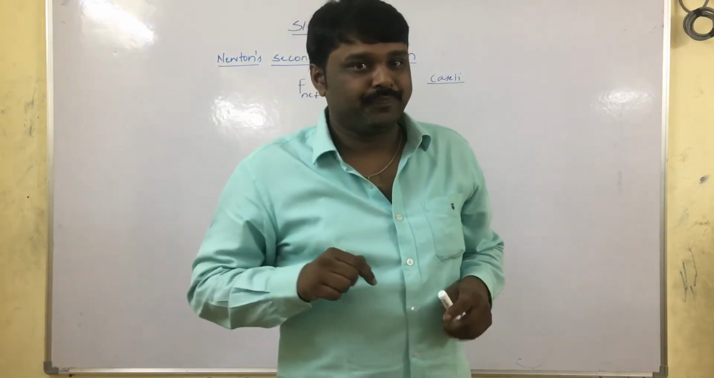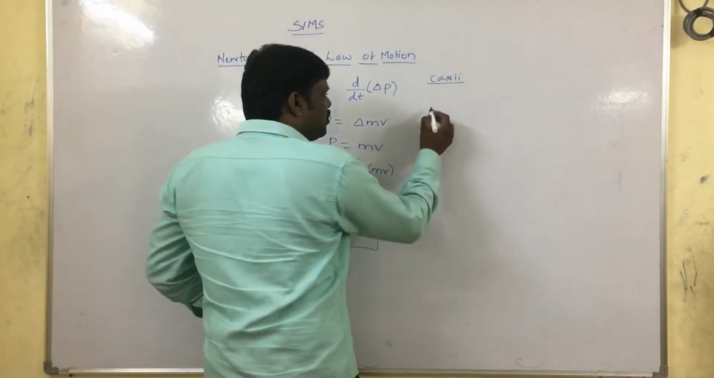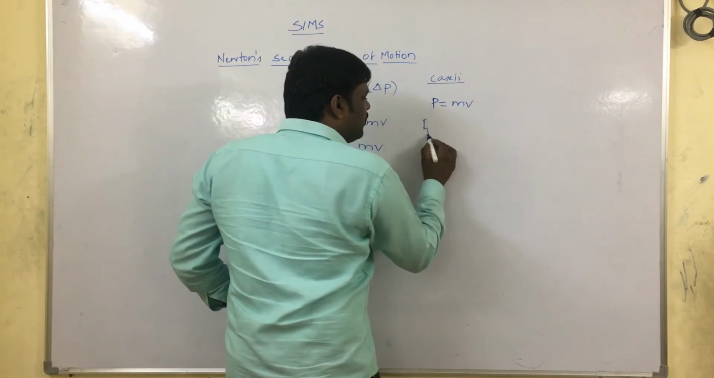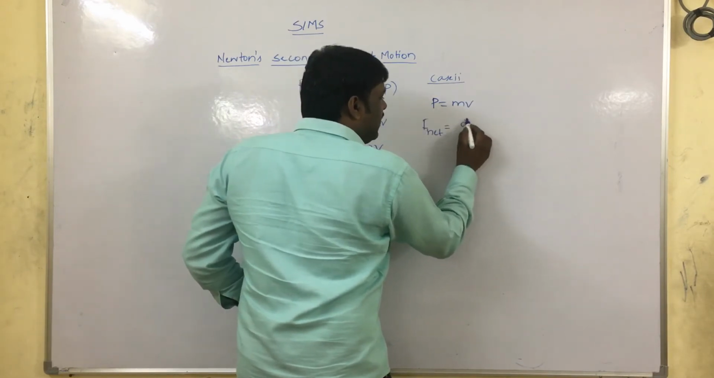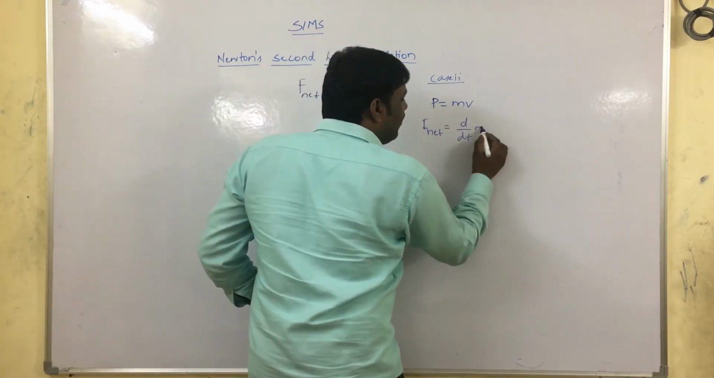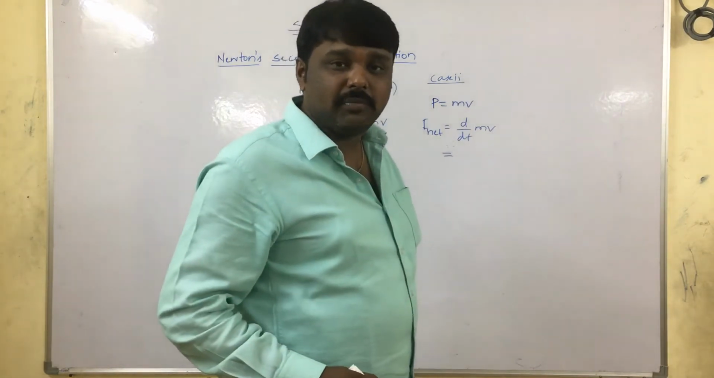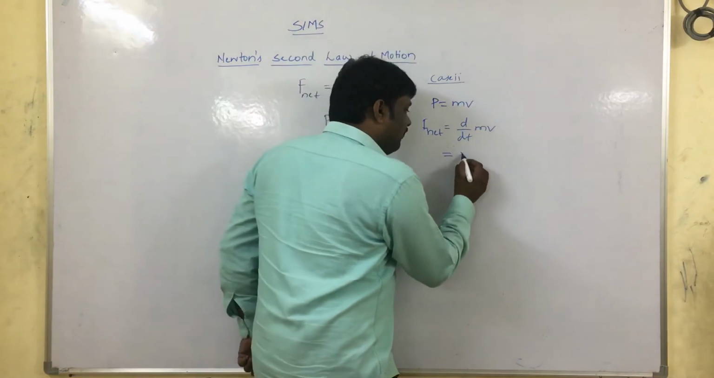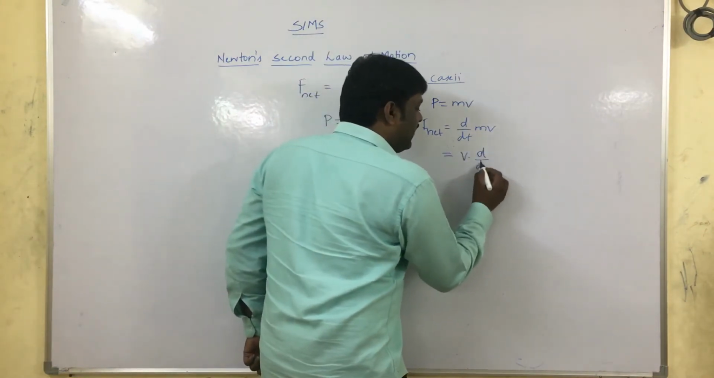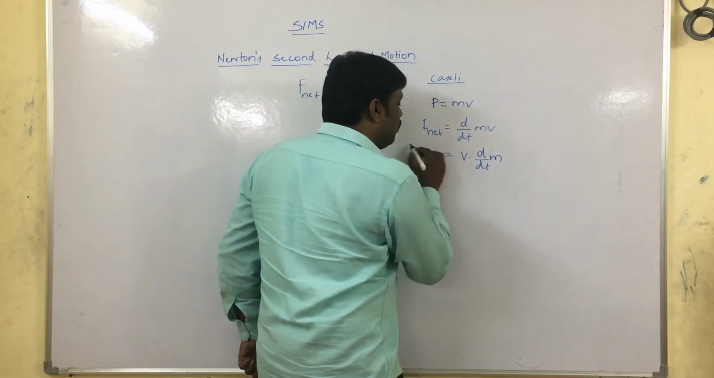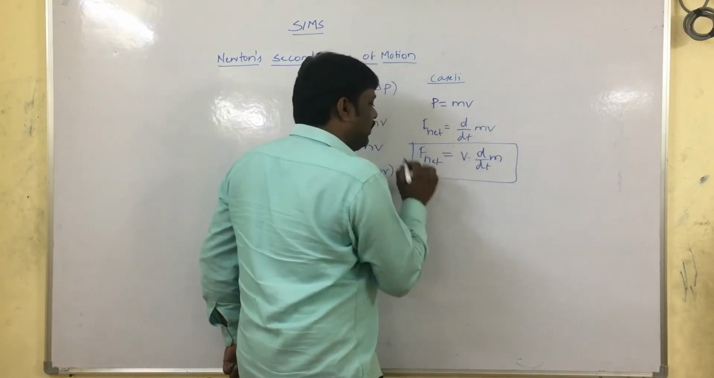Let us assume this. Here, in case 2, P equals m into v, and F net equals d by dt of mv. In the second case, I said that velocity remains constant, so v comes out, giving v times d by dt of m. That is, F net equals v into d by dt of m.